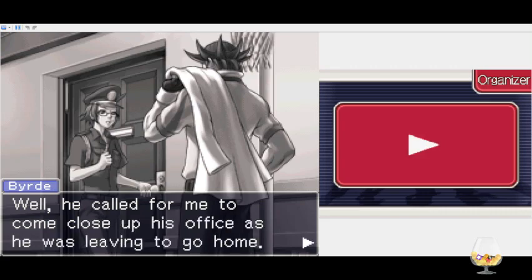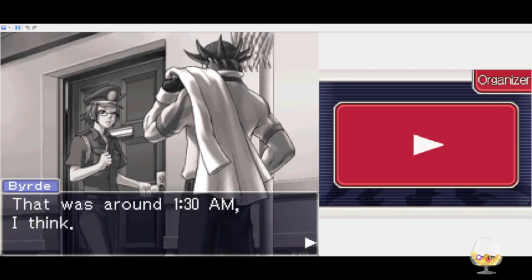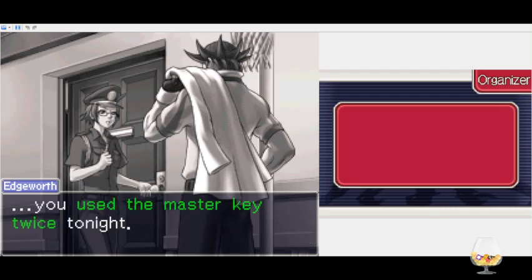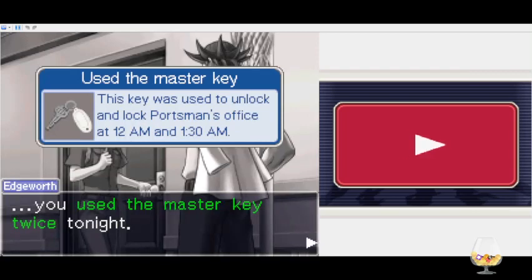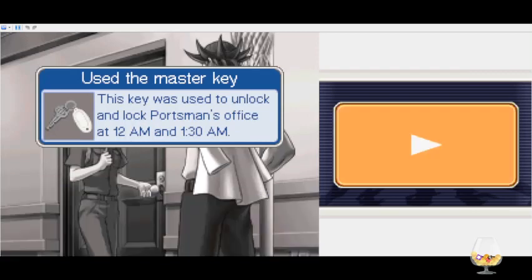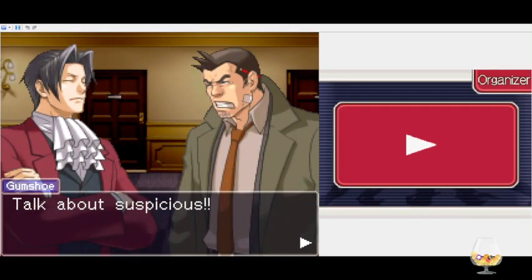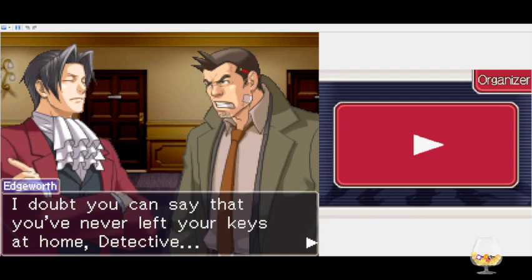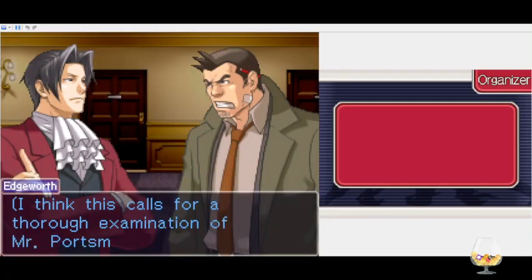Well, he called for me to come close up his office as he was leaving to go home. That was around 1:30 AM, I think. So, in summary, for the sake of one forgetful prosecutor, you used the master key twice tonight. Talk about suspicious! I doubt you can say that you never left your keys at home, Detective. I think this calls for a thorough examination of Mr. Portsman's door.